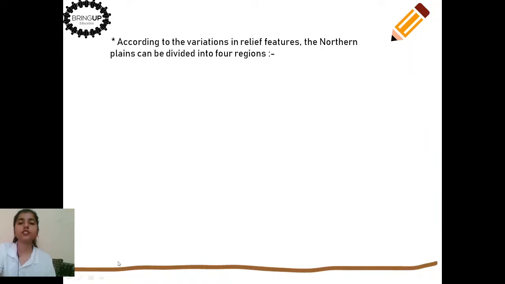According to the variations in relief features, the northern plains can be divided into 4 regions. Relief features are those features which are related to the landscape of those areas, such as the valleys, mountains, or the type of land present there. So the northern plains is divided into 4 regions, which are as follows.